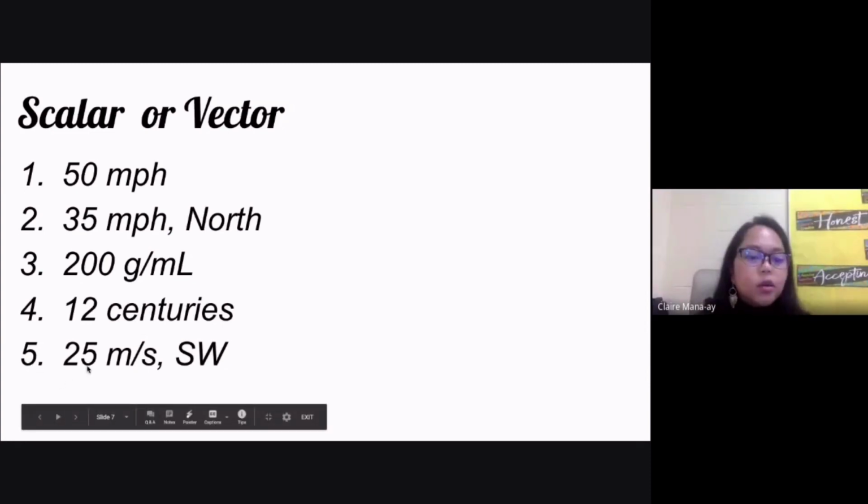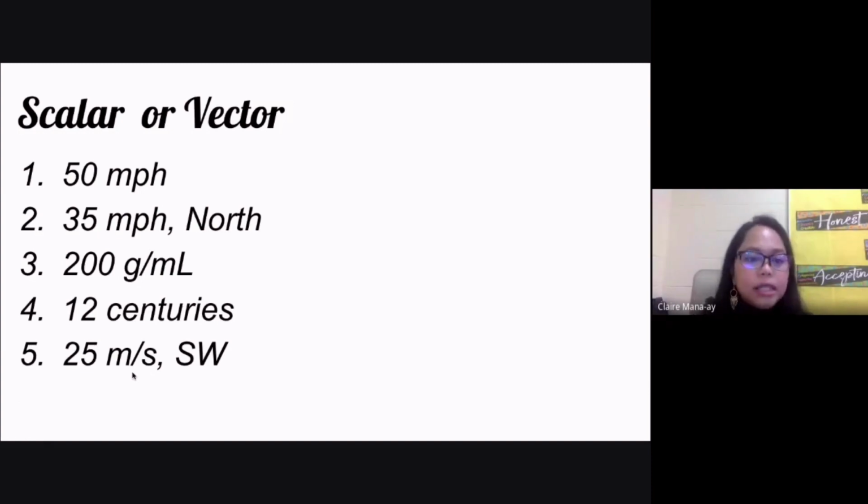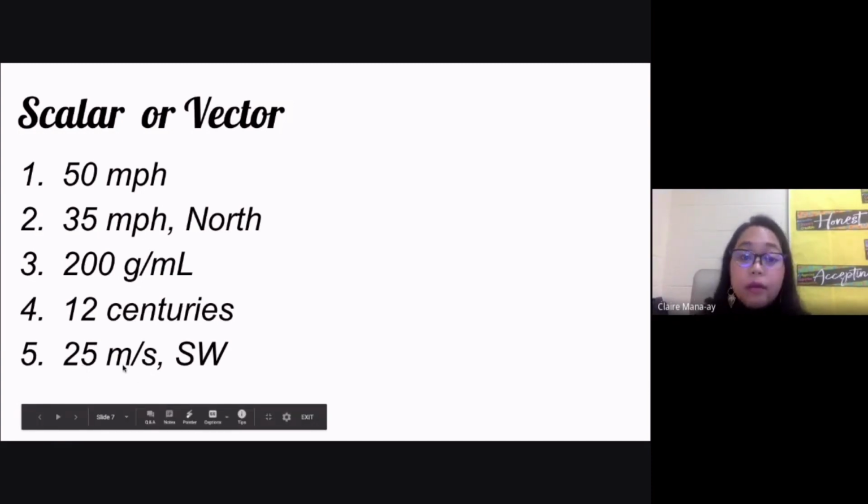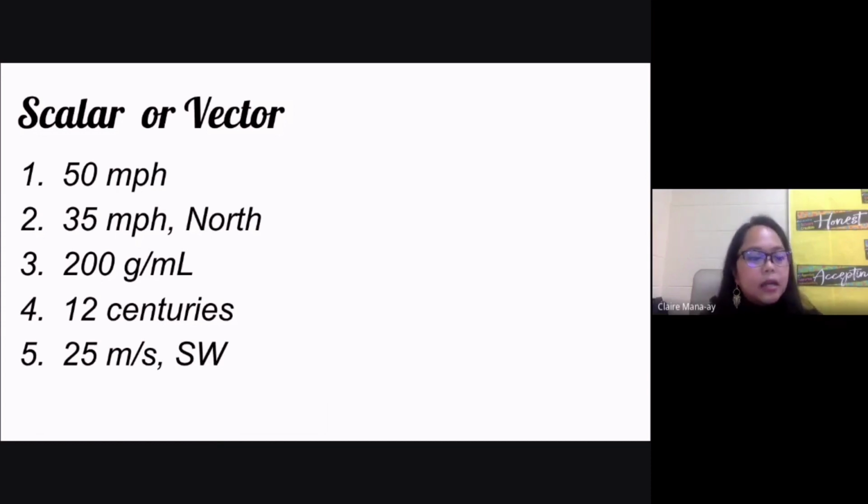This one is a vector quantity that's 25 meters per second going southwest. So we can say that this is your velocity, okay? This is not speed because speed is a scalar quantity. This is a velocity because velocity is speed with direction, okay? So 25 meters per second going southwest, that should be a vector quantity, okay? So that's the difference between your scalar and vector quantities.